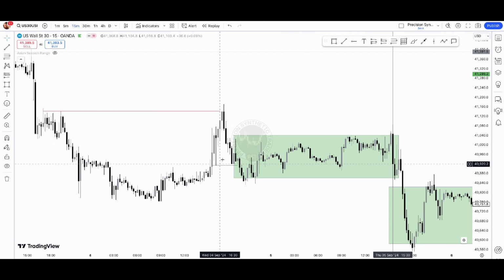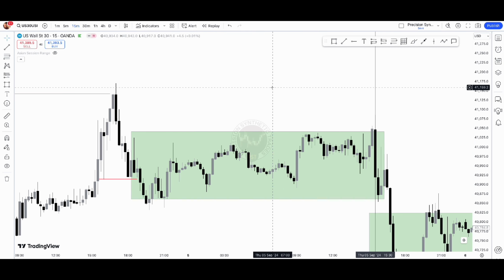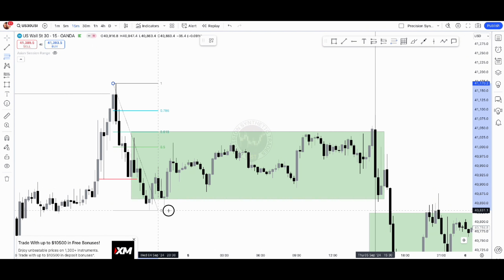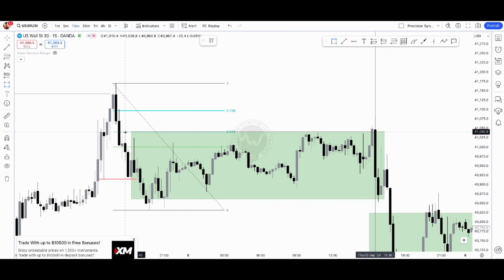Why do I use this? Because it's a fractal low. Candle on the left is higher than the middle one. Candle on the right is higher than the middle one. So let's mark out our fib from the high to this low. Let's draw out our OTE level. Let's delete the fib.